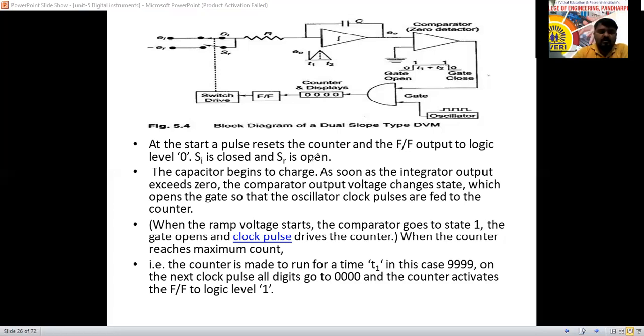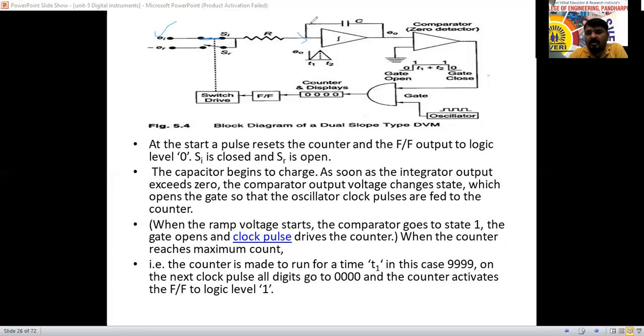At the initial condition, the EI input I am going to give here. The S1 or SI switch is closed now. If it is closed, then the current will start to flow through the resistance. Because of the combination of input voltage and resistance, the current will be produced.